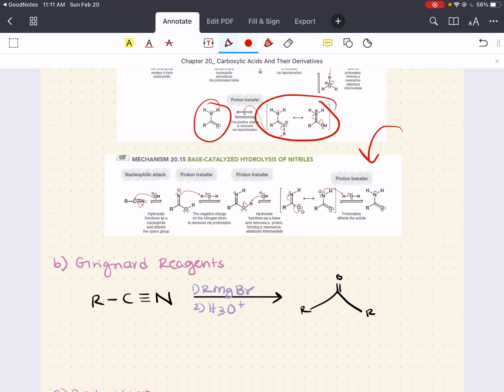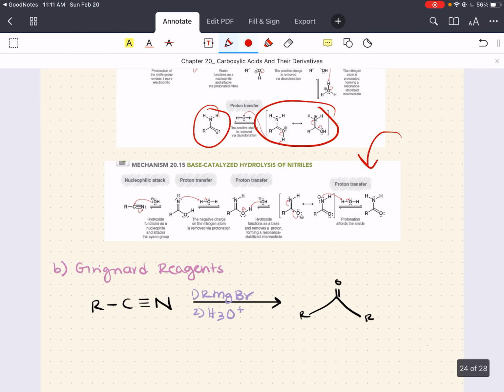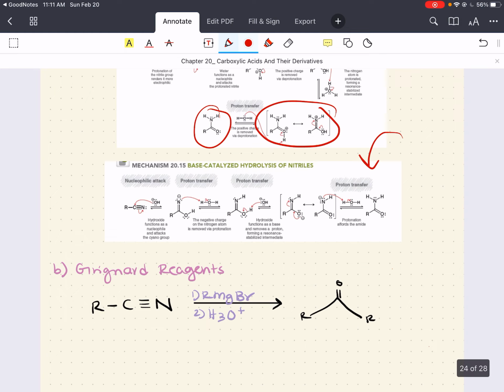All right, now base catalyzed hydrolysis of nitriles to get this amide that we're looking for involves a nucleophilic attack where your hydroxide functions as a nucleophile and it attacks the cyano group. All right, then the negative charge on the nitrogen is removed via protonation. All right, then your hydroxide functions as a base. It removes this hydrogen from this alcohol group, and as a consequence forms this resonance stabilized intermediate, which just needs a proton transfer for us to form our amide product.